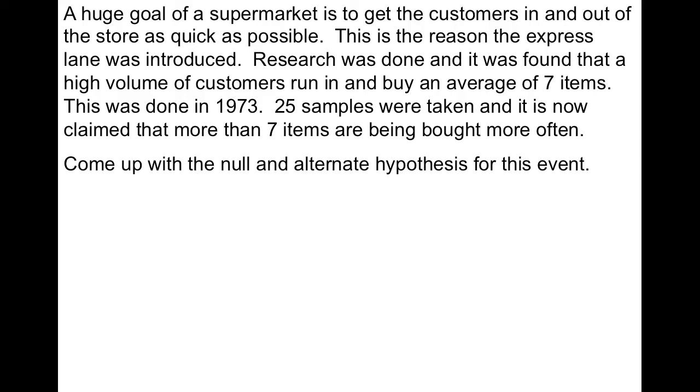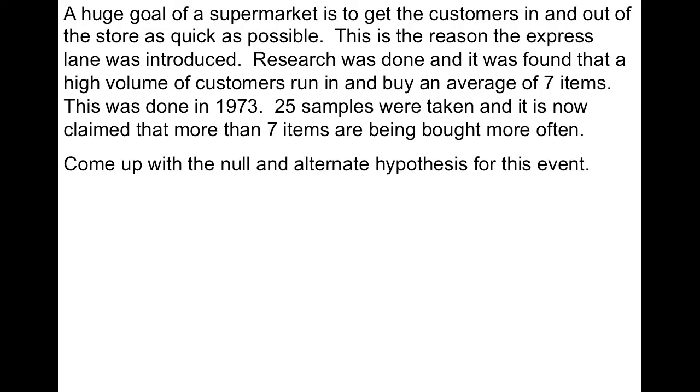So for our first example, a huge goal of a supermarket is to get the customers in and out of the store as quickly as possible. This is the reason the express lane was introduced. Research was done and it was found that a high volume of customers run in and buy an average of 7 items. This was done in 1973. 25 samples were taken and it is now claimed that more than 7 items are being bought more often. Come up with your null and alternate hypothesis.